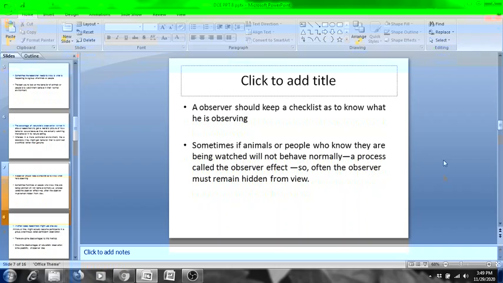An observer should keep a checklist to know what he is observing. Sometimes animals or people who know they are being watched will not behave normally, a process called the observer effect. So, often the observer must remain hidden from view.